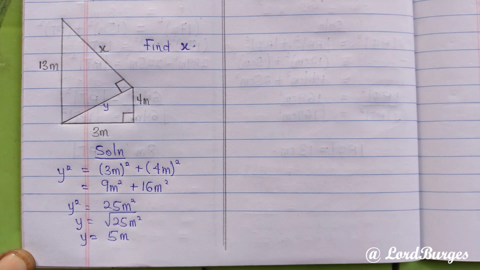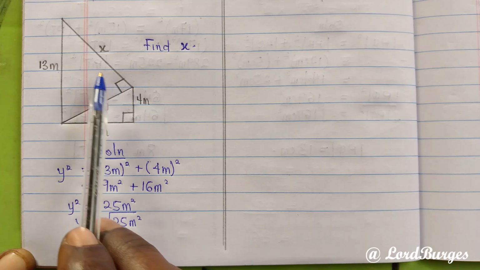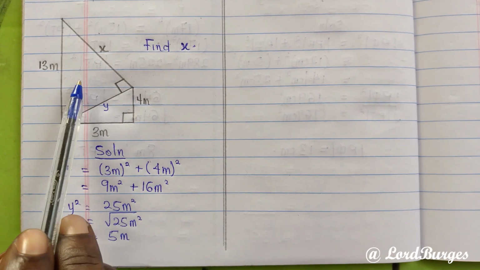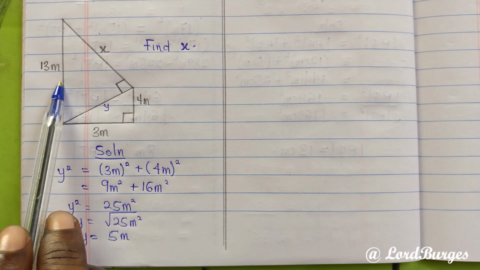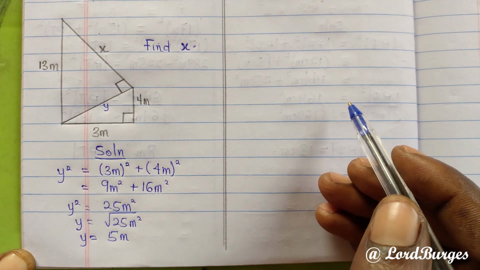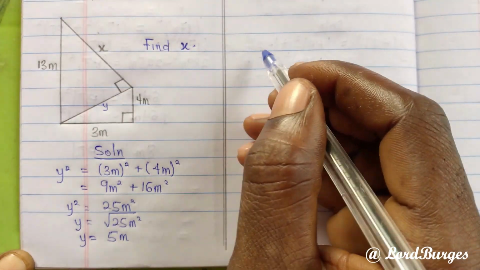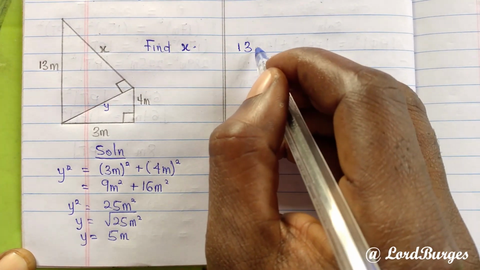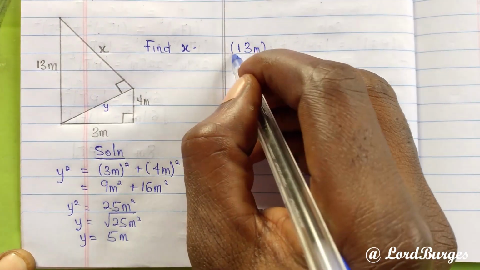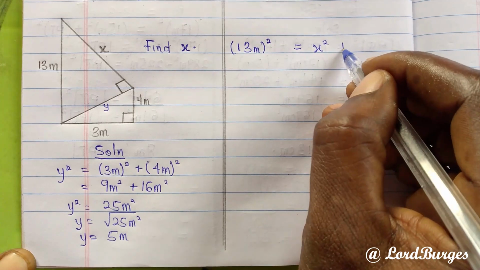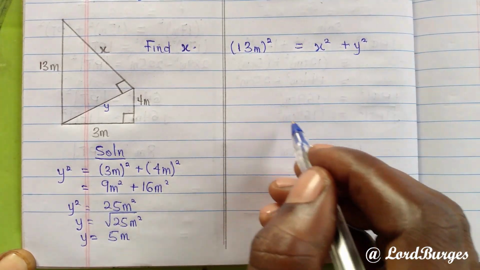Now that we know the value of y to be 5 meters, we can now find our x. But per the drawing, 13 is the hypotenuse of the second triangle. Therefore, using the same Pythagoras, we will be having 13 meters squared. That's the square of the hypotenuse should be equal to the sum of the squares of the two sides.